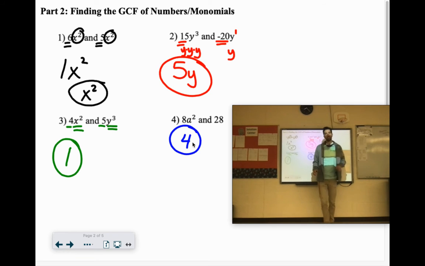And when we get to factoring trinomials, the first step is always to look for a greatest common factor. So you gotta be able to do this.